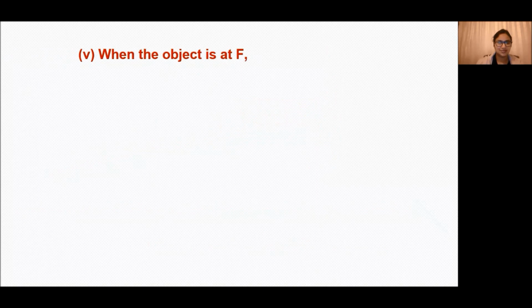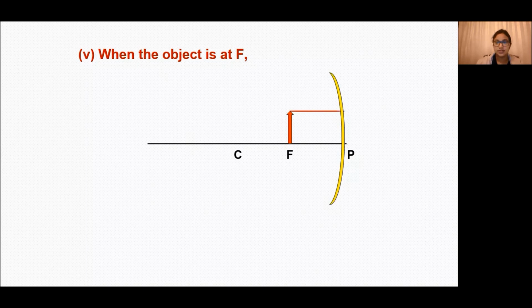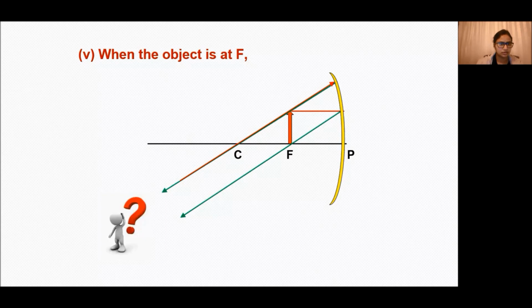Fifth position. When the object is at F, the first ray passes parallel to the principal axis. After reflection, it passes through the principal focus. Another ray passes through the center of curvature and will be reflected back along the same direction.